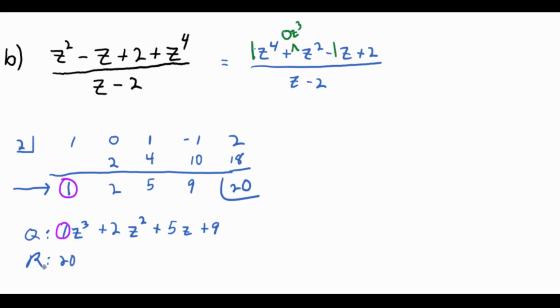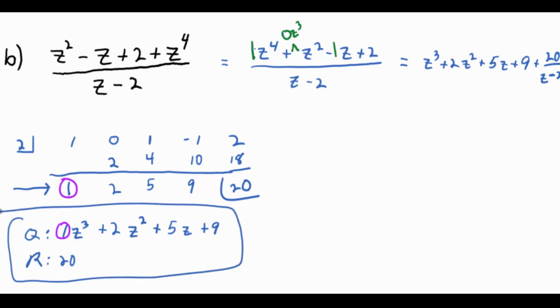Okay? If you want to rewrite this, the given quotient then is z cubed plus 2z squared plus 5z plus 9 plus 20 over what? Z minus 2. But sometimes you'll be asked to rewrite it like that. Sometimes you'll just be asked for the quotient and the remainder. And if you're just asked for the quotient and remainder, you're going to leave it kind of like this.